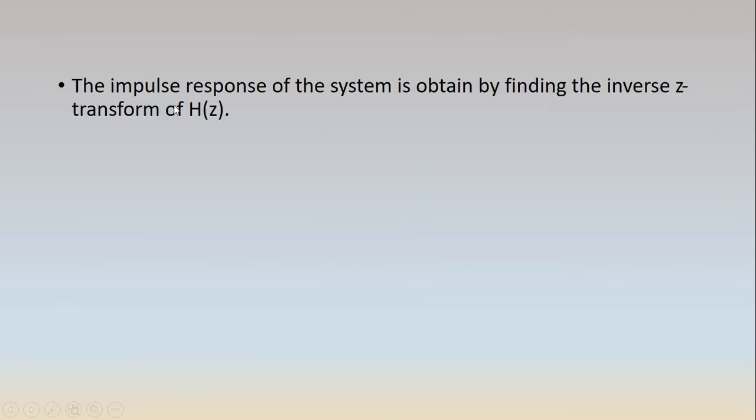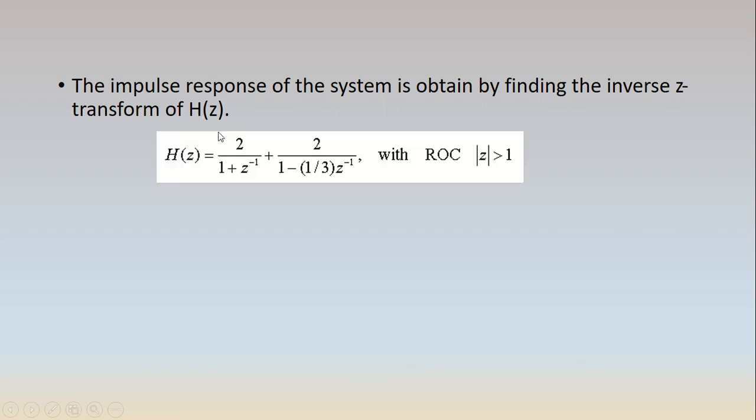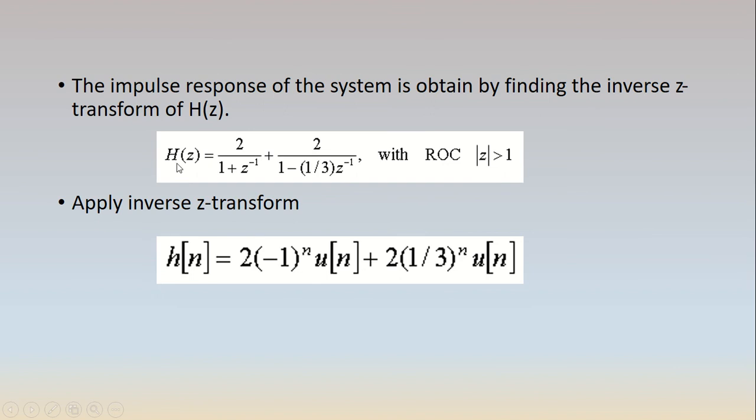To find h[n], the impulse response of the system is obtained by finding the inverse z transform of H(z). How to find h[n]? We need to take the inverse z transform of H(z). We know that H(z) is equal to this equation. Then we apply the inverse z transform, inverse transforming this and this. We will get h[n] back from H(z).